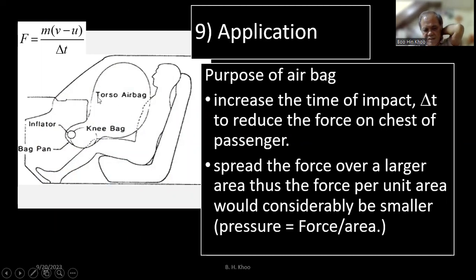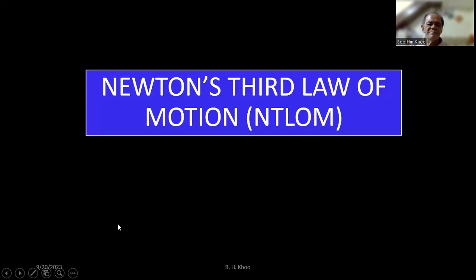Right? Instead of the steering wheel hitting your chest, you have an airbag which has a larger surface area. So it spreads the force over a larger area, thus the force per unit area would be considerably smaller. Right? If you study later on, pressure is force over area. So the force, instead of concentrating on a small area, is now spread over a big area. So the force per unit area is now smaller, less injury to the person.